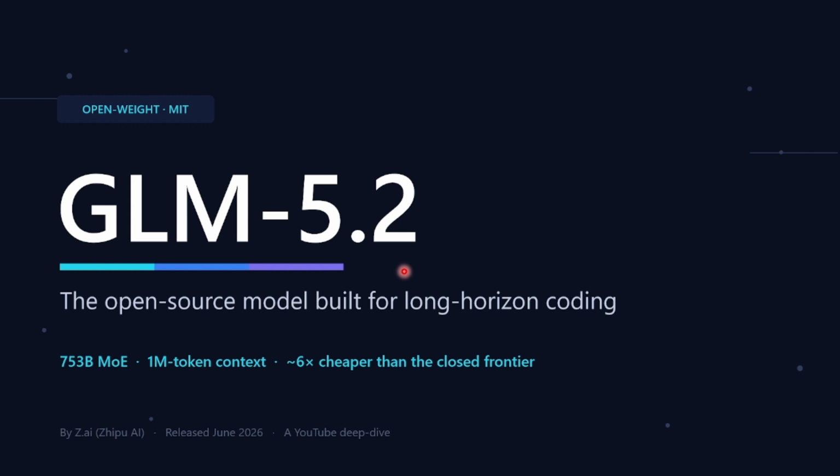Hi everyone, welcome back. In this video, we are going to talk about GLM 5.2. This is an open weight AI model made by ZAI, also known as Zippo AI. The big idea is simple. GLM 5.2 is built for long coding tasks. It has a very large context window and it is much cheaper than many closed models.